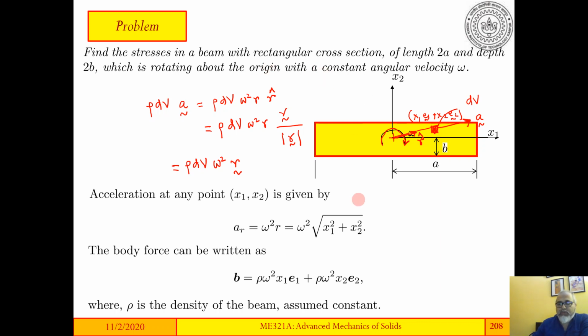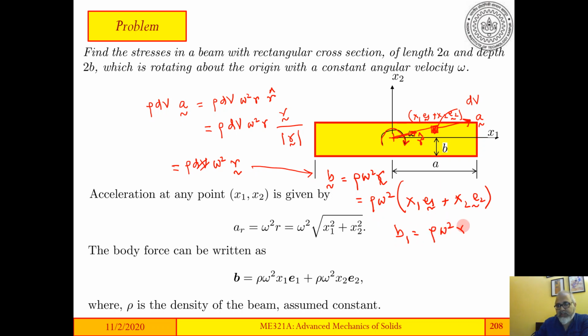And the body force, remember, is force per unit volume. So to get the body force, you have to divide this by the volume, and so this will go away. The body force would be given by rho omega square r, which is rho omega square times x1 e1 plus x2 e2. That's your r. Okay, so b1 is rho omega square x1, and b2 is rho omega square x2 for this particular problem. So this is your b.